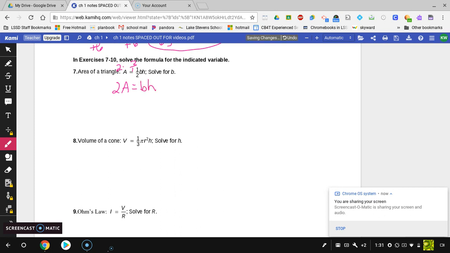So now I'm trying to get b by itself. b is attached to h by multiplication, so I can get rid of the h by dividing. So b is equal to 2A divided by h.